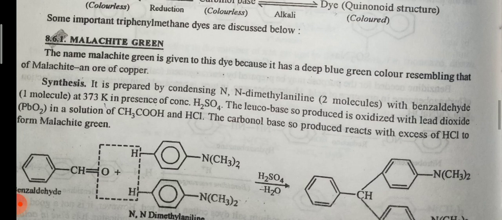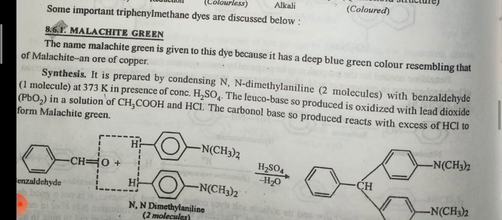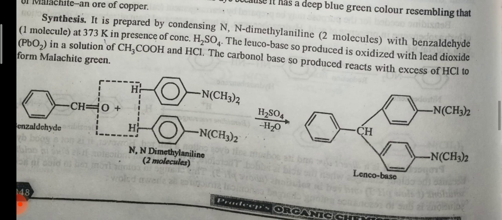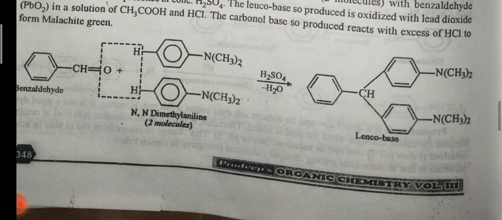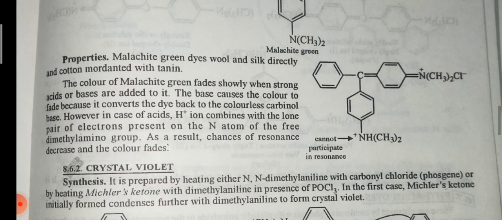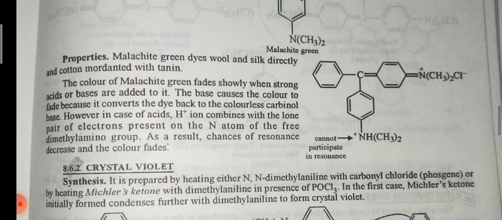Synthesis. It is prepared by condensing N,N-dimethylaniline, 2 molecules, with benzaldehyde, 1 molecule, at 373 Kelvin in presence of concentrated H2SO4. The leuco base so produced is oxidized with lead dioxide in a solution of CH3COOH and HCl. The carbinol base so produced reacts with excess of HCl to form malachite green. Properties. Malachite green dyes wool and silk directly and cotton mordanted with tannin. The color of malachite green fades slowly when strong acid or bases are added to it.